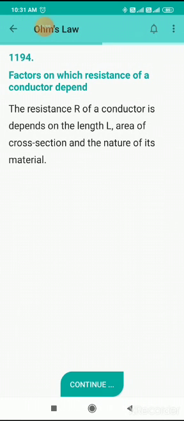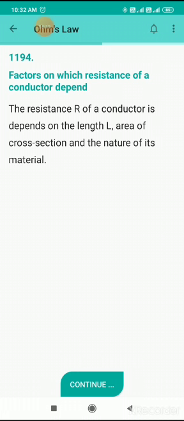Now some factors on which resistance depends: length, area of cross section, nature of material, as well as temperature. Listen carefully. Resistance is directly proportional to the length of the conductor. If length increases, resistance increases, and vice versa. Second, area of cross section: resistance is inversely proportional to the area of cross section. If area increases, resistance decreases, and vice versa.